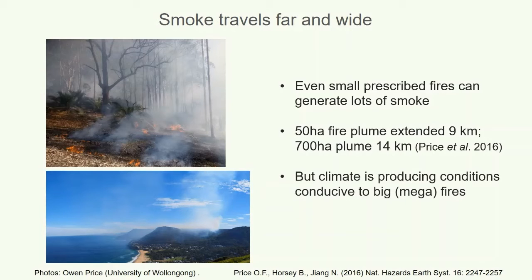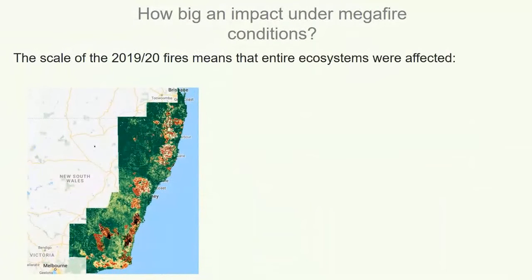But as we know, climate's changing, and it's producing conditions that are conducive to really big fires, something we're calling megafires. And so that's going to have a big impact on what's happening as far as smoke is concerned. So we all know the big bushfires of the 2019 fire season meant that entire ecosystems were affected. And you can see on the map there, the brown colours are the extent of the bushfires just in New South Wales alone.